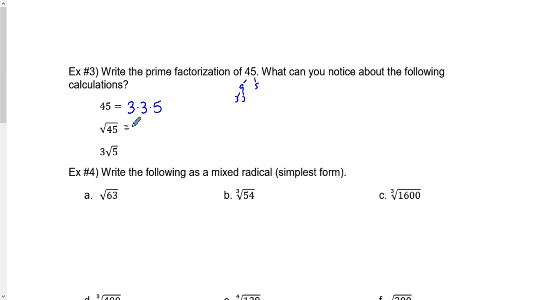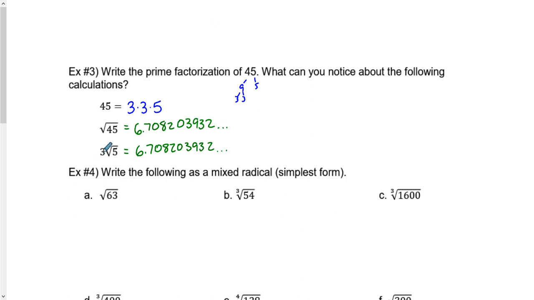So if we were to type in the square root of 45 into our calculator, we're going to get 6.708203932. If I type 3 multiplied by the square root of 5, I also get 6.708203932. Obviously, the decimals are also going to continue on.